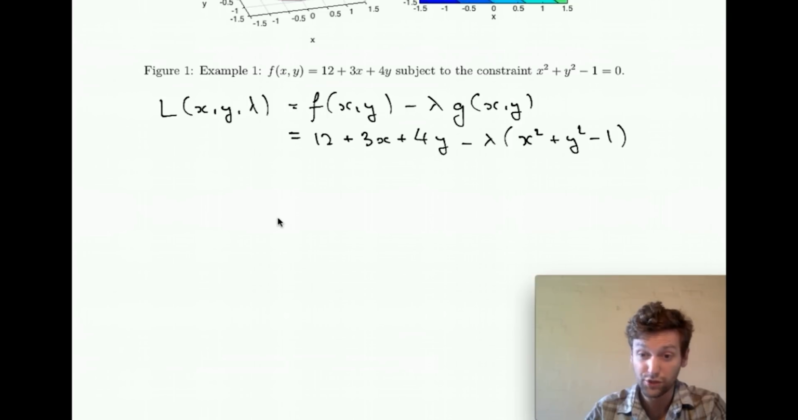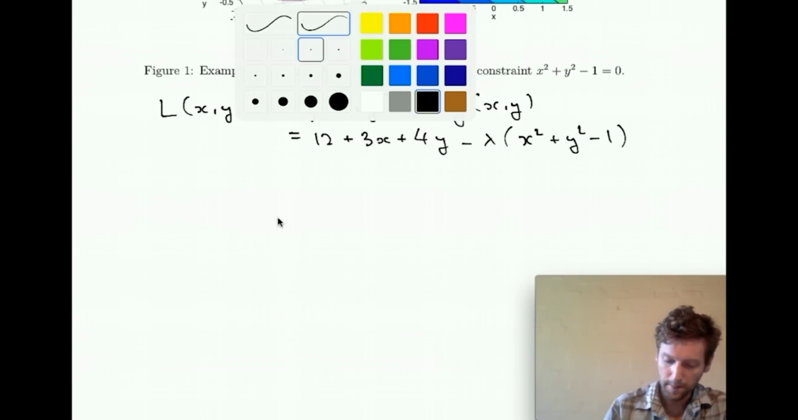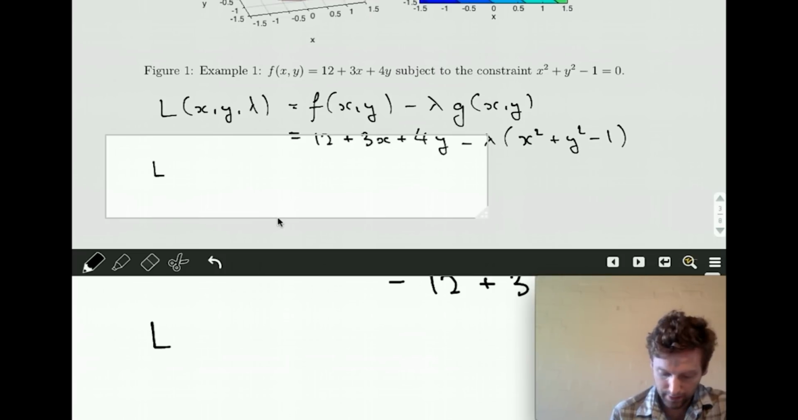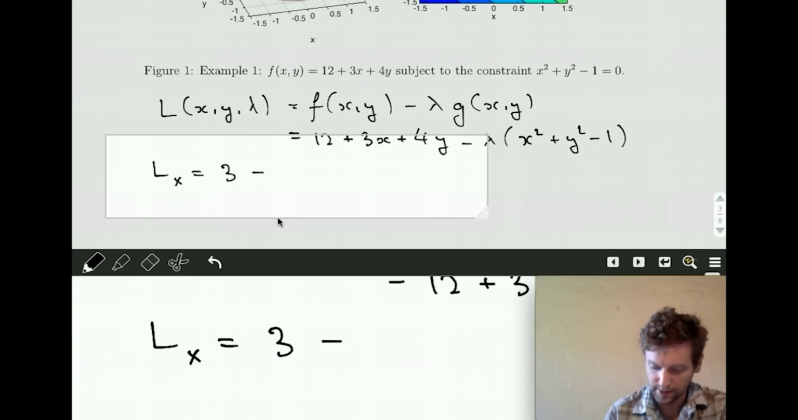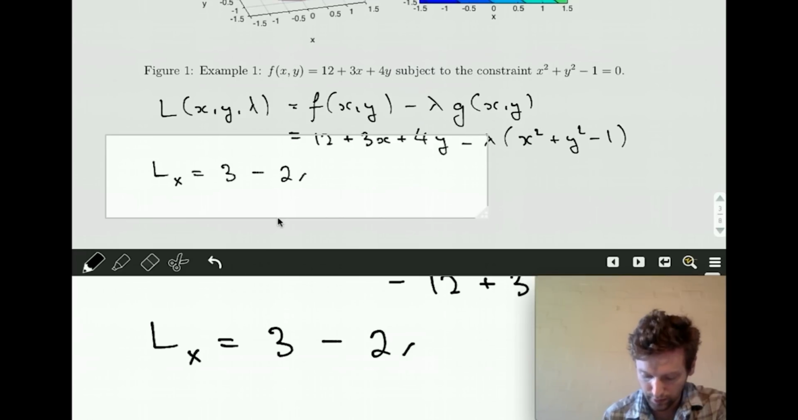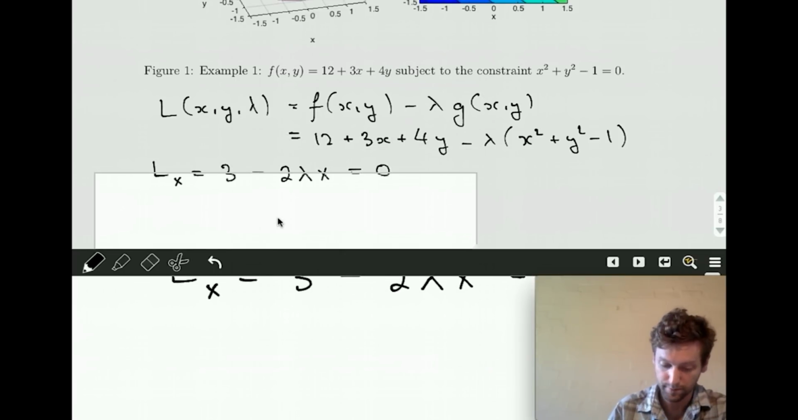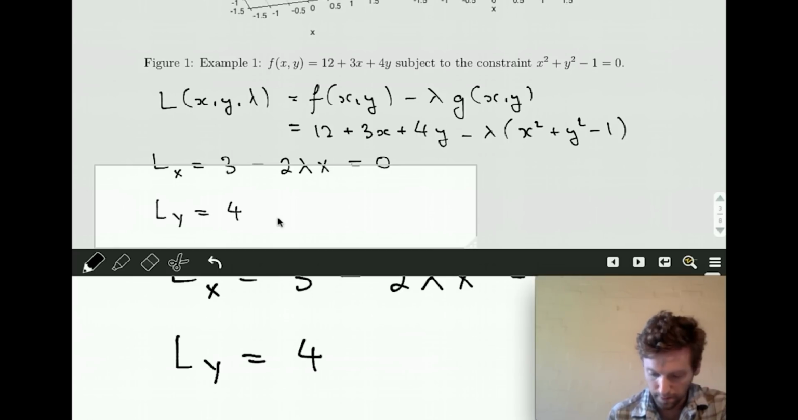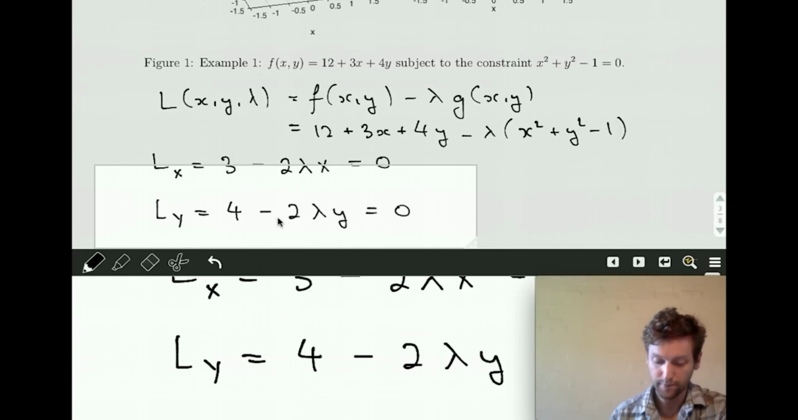I'm going to look for the extreme values of this 3-variable function by taking the partial derivatives. The partial derivative of this with respect to x, L subscript x, is going to be 3 minus lambda times the partial derivative of x squared, that's 2x. That's going to be 2 lambda x. And I'm going to set that equal to 0. Again, I'm looking for the stationary points. The partial derivative with respect to y will be 4 minus 2 lambda y equals 0.